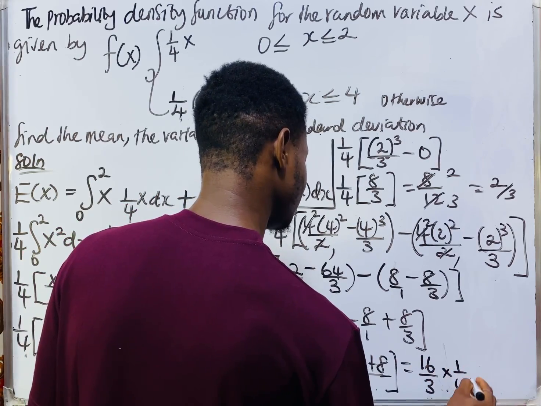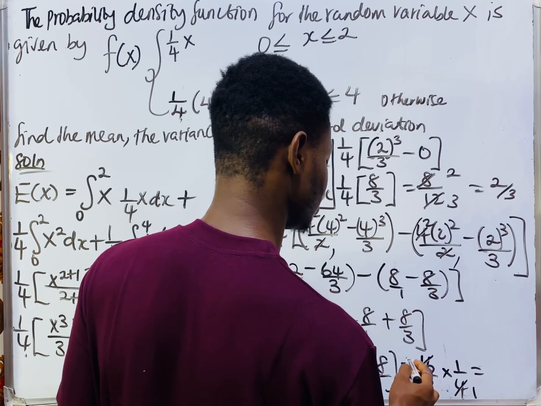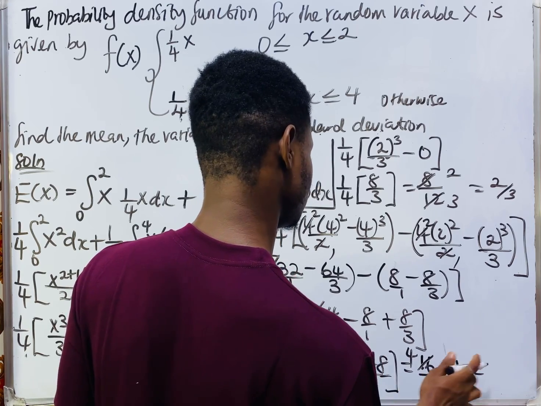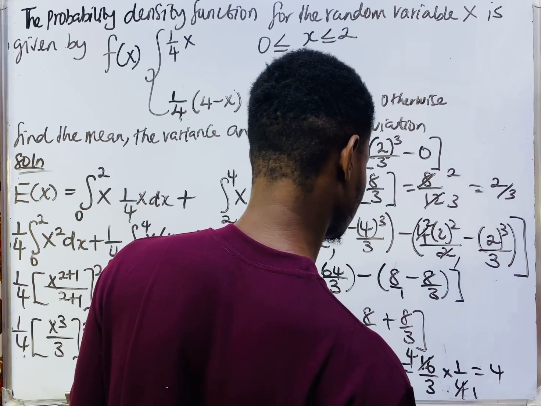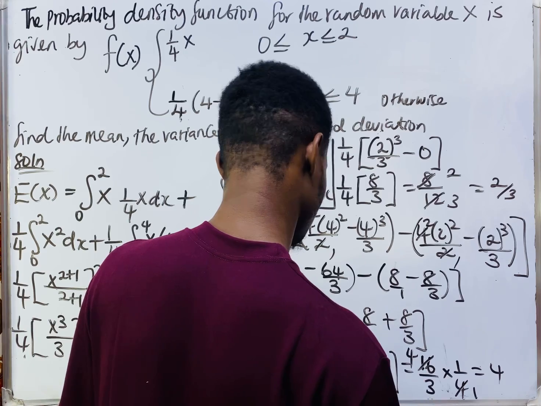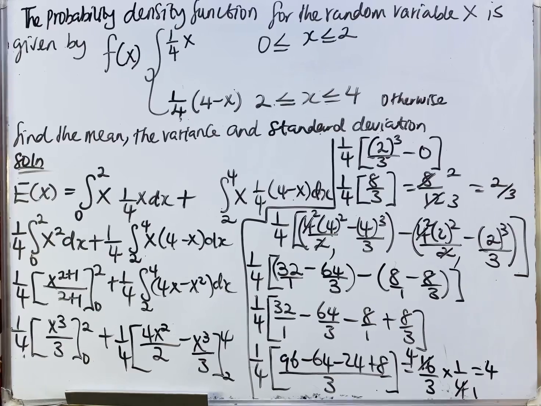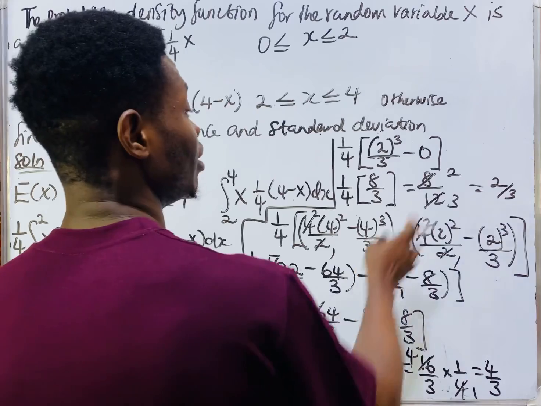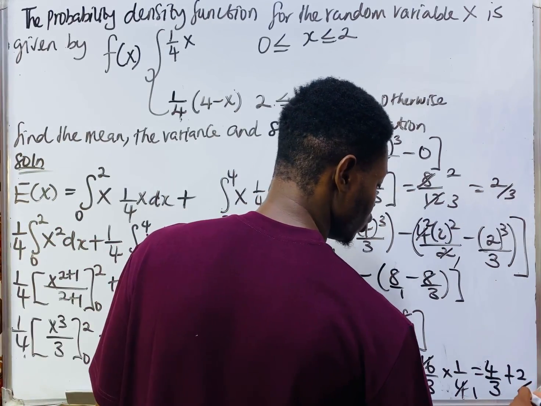times 1 over 4, right? So which is equals to 4 here, 1. 4 here is what? 4, right? 4 times 1 will give us what? 4, right? Okay. So we're having what? 4 over 3, right? So remember we have 2 over 3 here and we have plus, right? So we have plus 2 over 3.